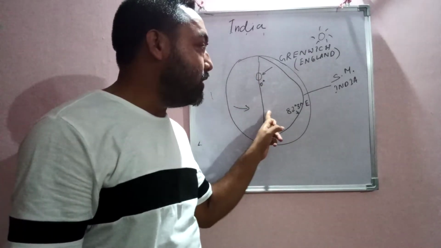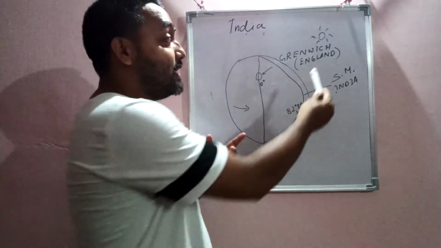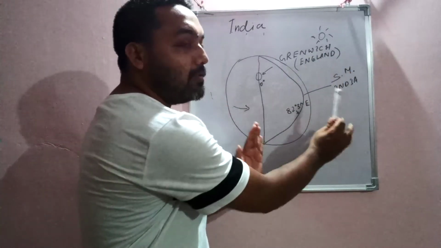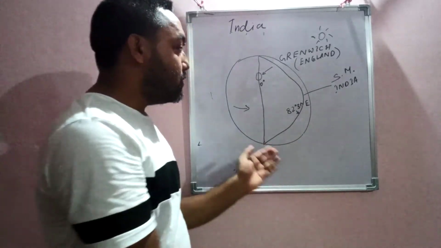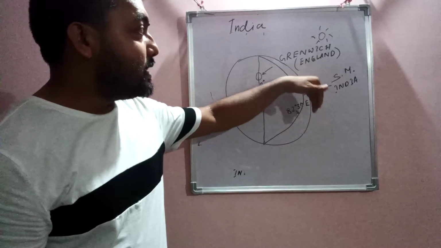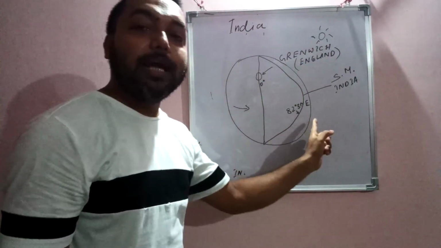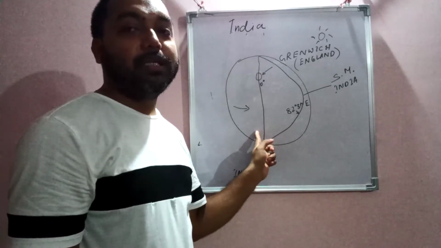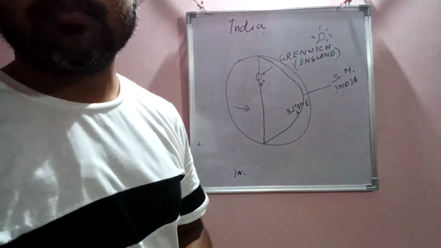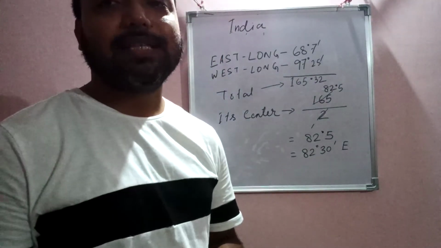With respect to this, all the countries calculate their own time, because when the earth rotates from west to east, the sun first falls here, then it goes like this. So they calculate their time according to the Greenwich Mean Time. Next, let us move on to the calculation of India's standard meridian.